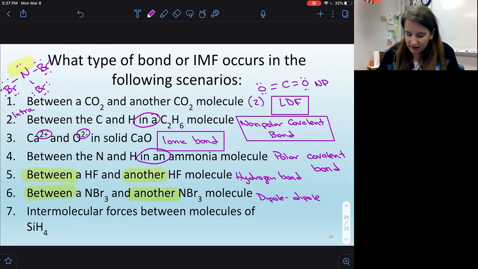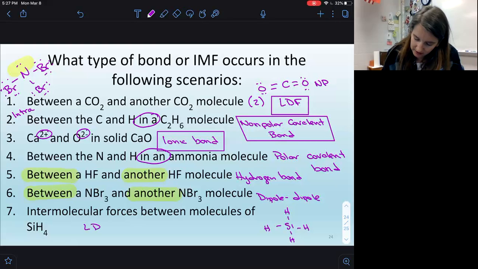And then last question, intermolecular forces between molecules of SiH4. So now it's again talking about an intermolecular force, so that's got to be LDF, dipole-dipole, or hydrogen bonds. We know it's not hydrogen bond because there's no nitrogen, oxygen, or fluorine. So if we draw this here really quick, we see that all of the ends are the same. There's no lone pairs on that silicon. So this would have to be LDF, just like number 1.